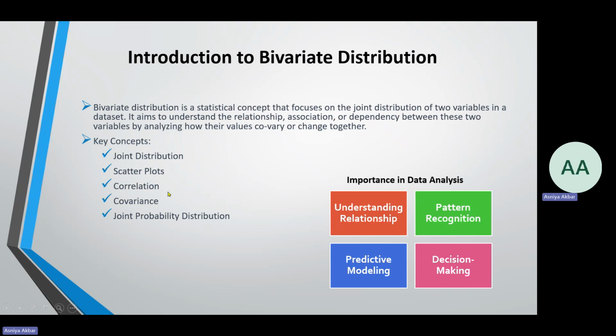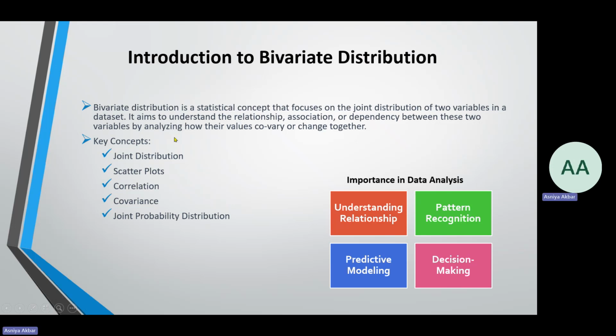Now, to understand the importance of this in data analysis, it helps you understand relationships. Bivariate distribution helps analysts understand how variables interact or influence each other, and how they perform. Pattern recognition: analyzing the bivariate distribution aids in recognizing patterns, trends, and even clusters in your data. And bivariate analysis provides insights into potential relationships that can be used in predictive models. And lastly, knowledge of joint distribution helps in making informed decisions based on interdependencies of variables.